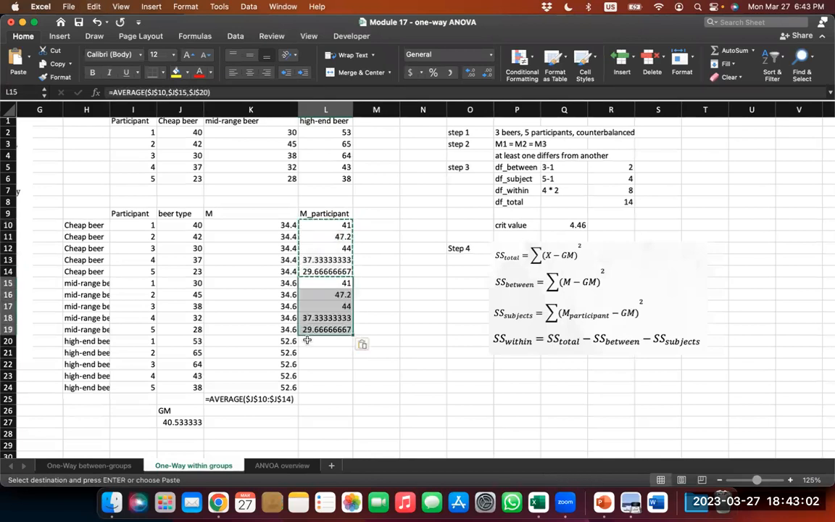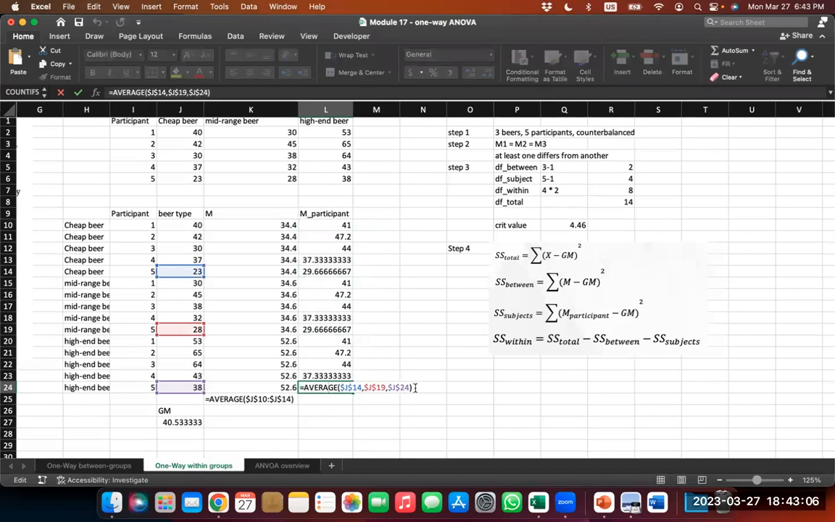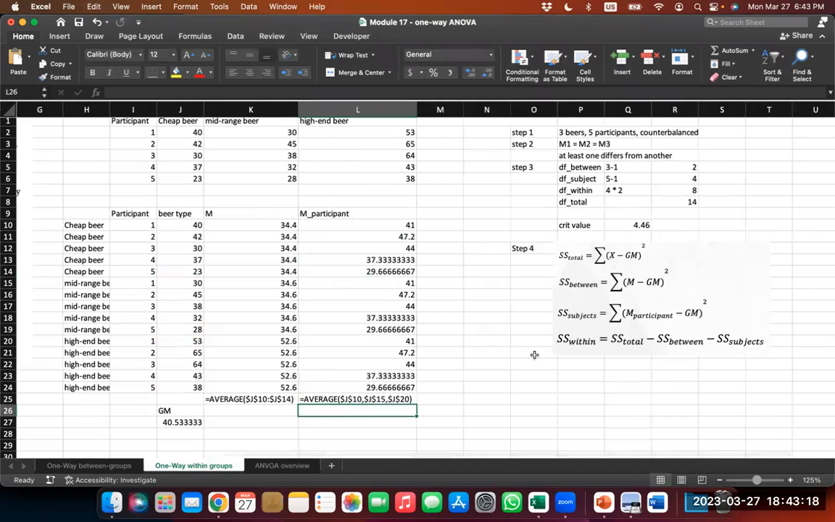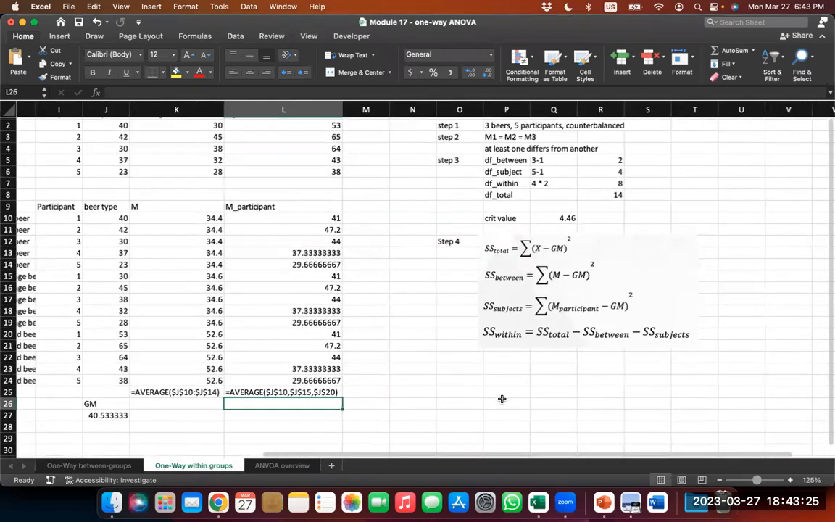19, 24. Let me copy this all the way down. So I'm copying the first formula down here. Okay. So this is now the mean of the participant. And that basically gives you also an idea when you look just at the variability between the participants within the group, there's a tremendous amount of variability.